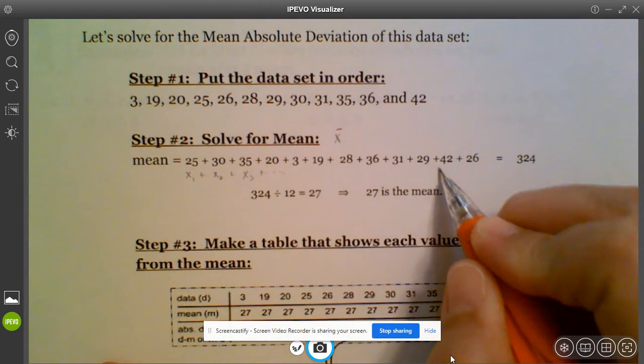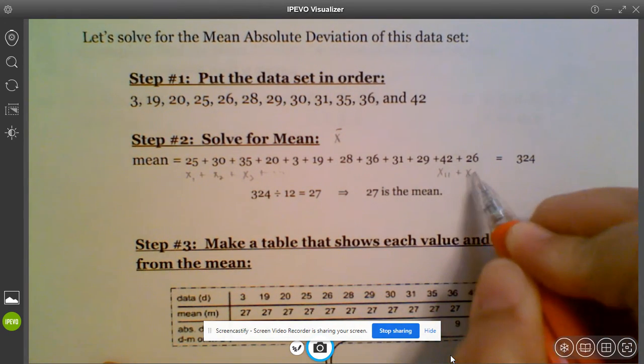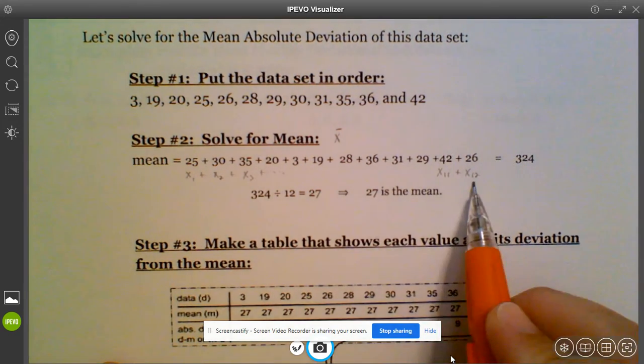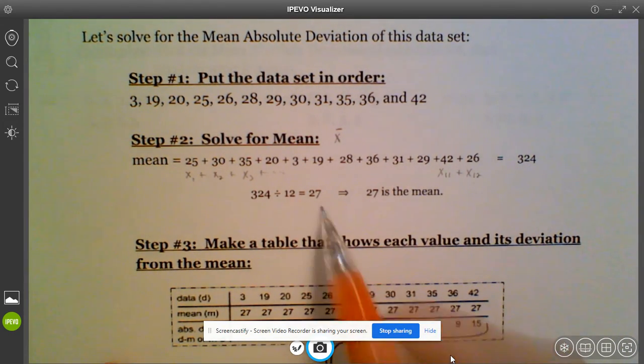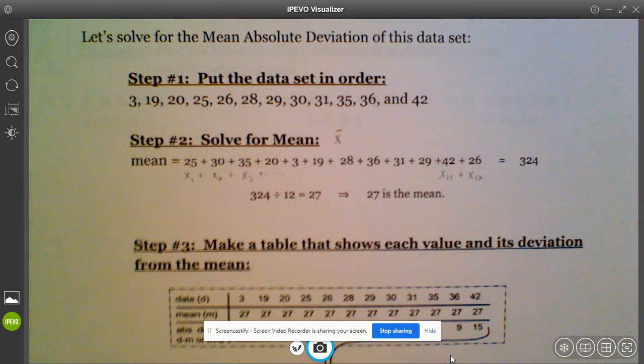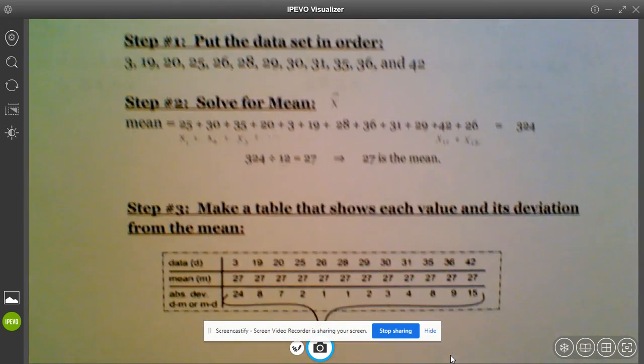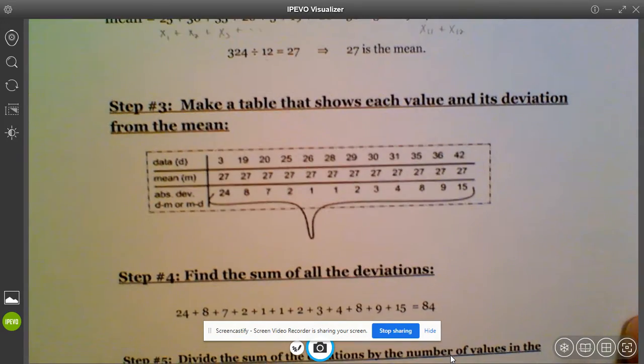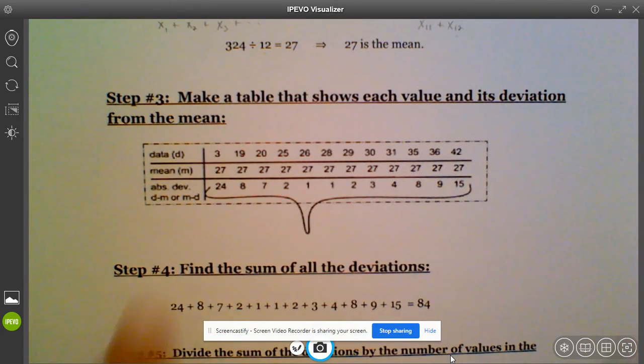We get to the 11th number and the 12th number. Since there are 12 numbers, we divide by 12. So 27 is our mean. Okay, so that takes care of that part. Then we have to make a table that shows each value and its deviation from the mean.